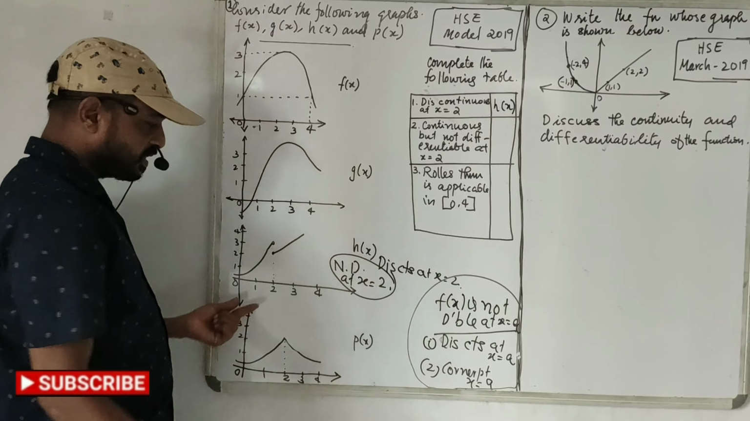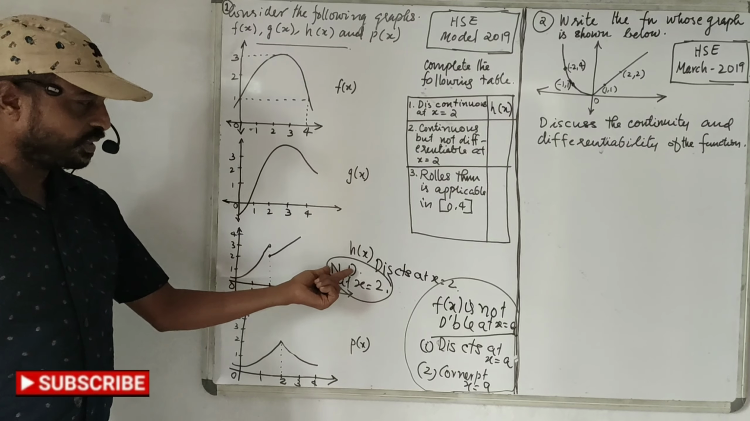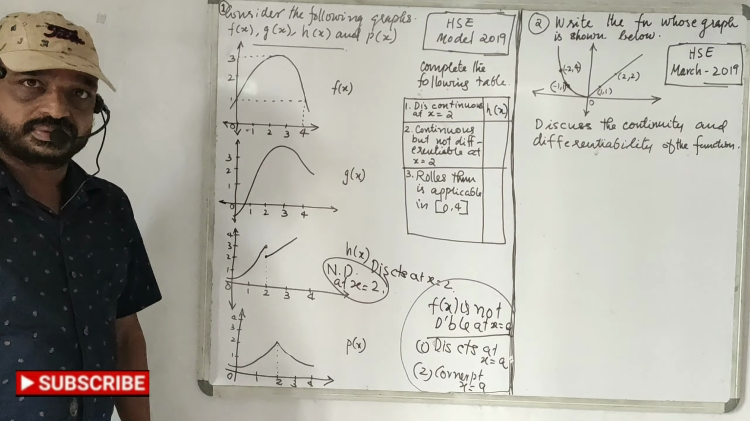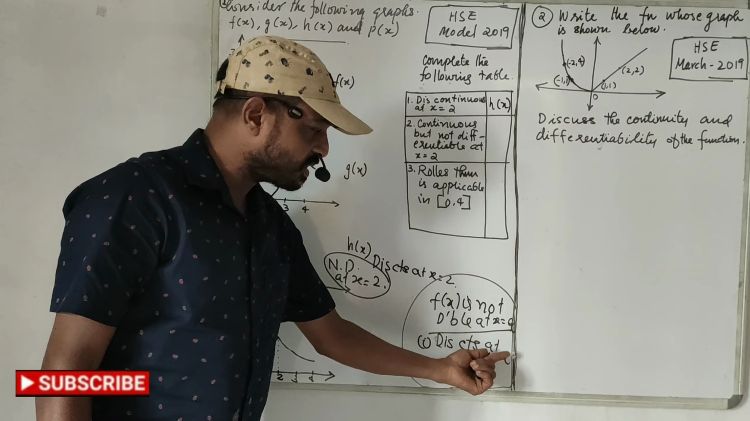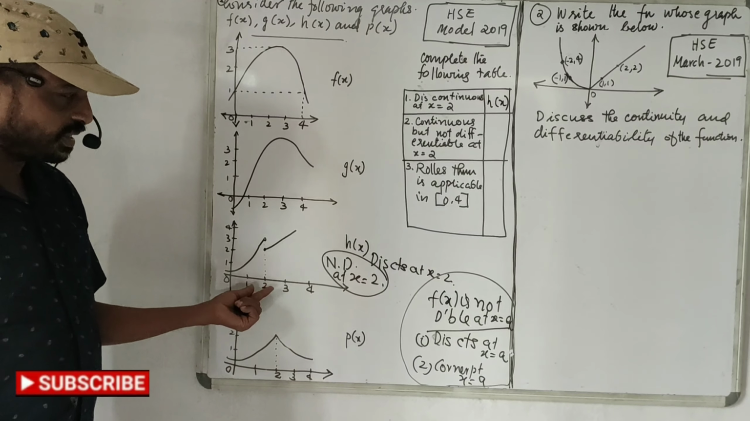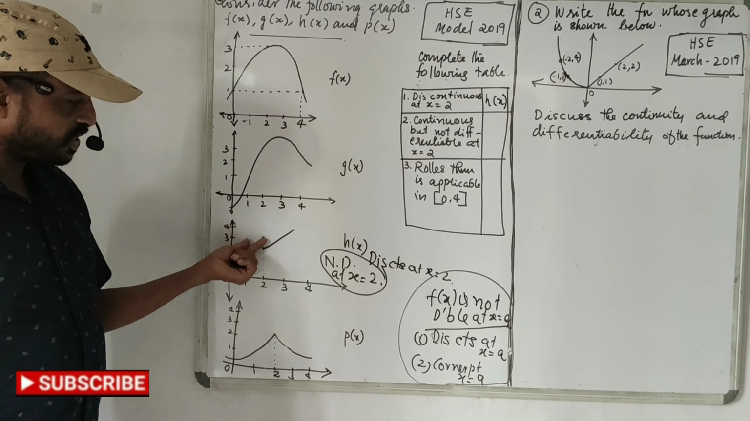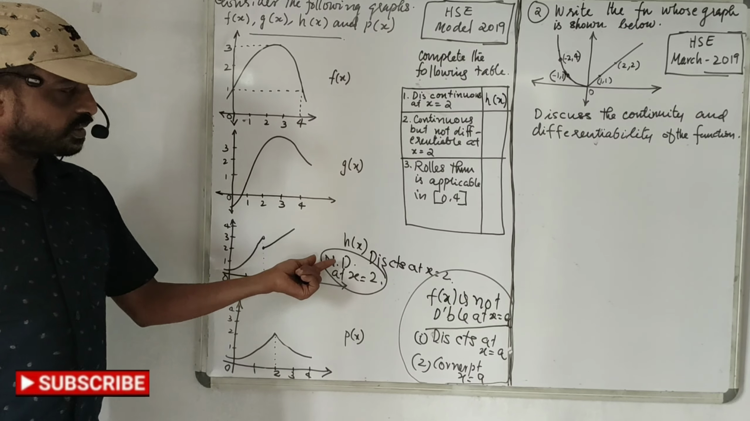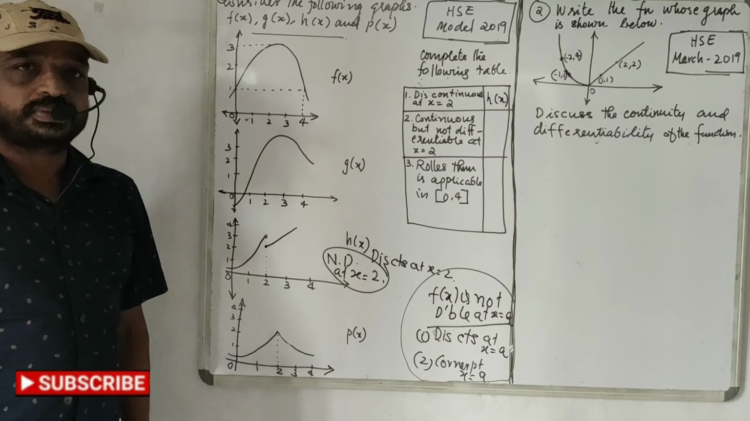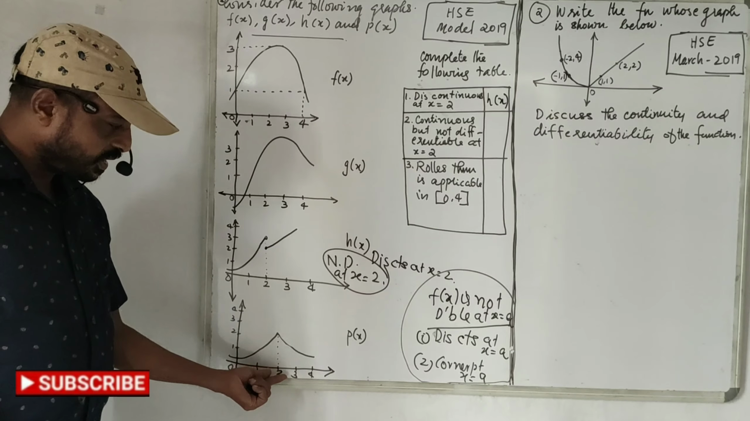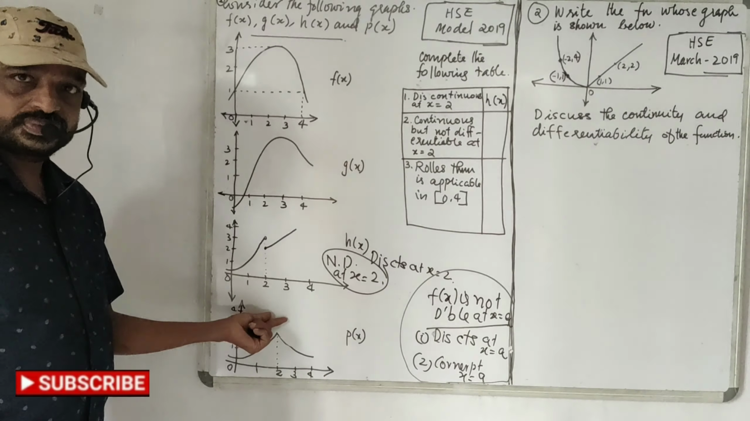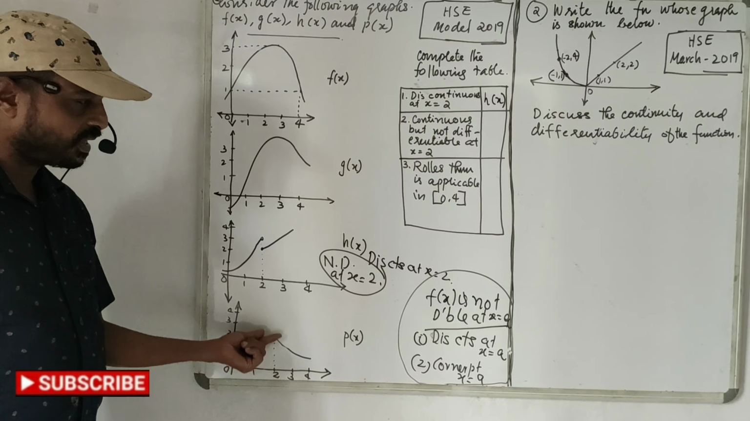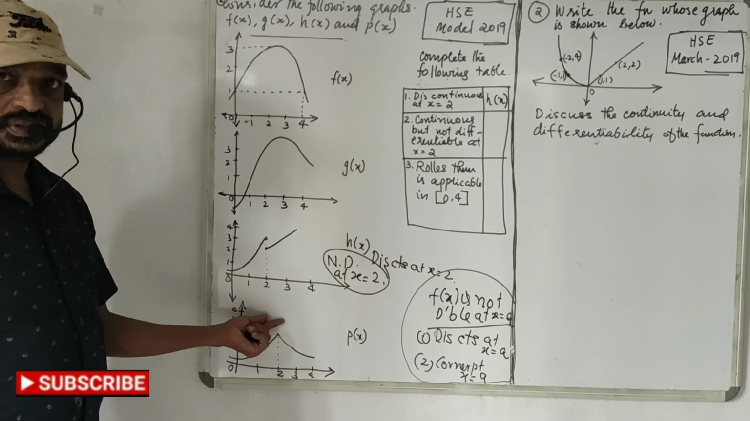Since this function is discontinuous at x equal to 2, it is not differentiable at x equal to 2. The function is not differentiable at x equal to a if it is discontinuous at x equal to a. So here the function is discontinuous at x equal to 2, therefore it is not differentiable at x equal to 2. Here, at x equal to 2, there is a corner point. So this function is not differentiable at x equal to 2.